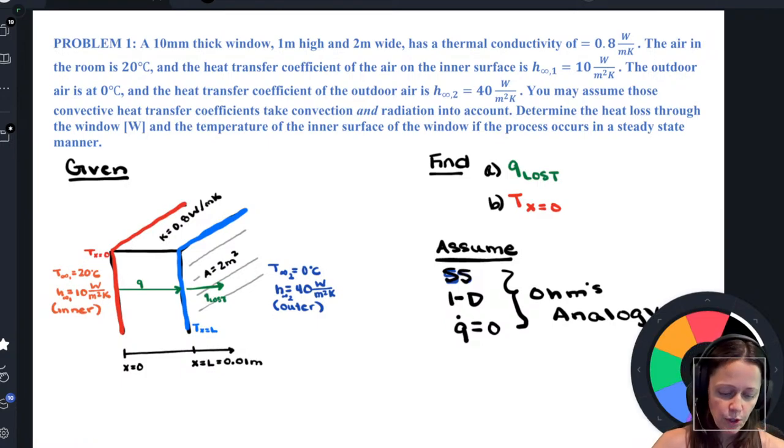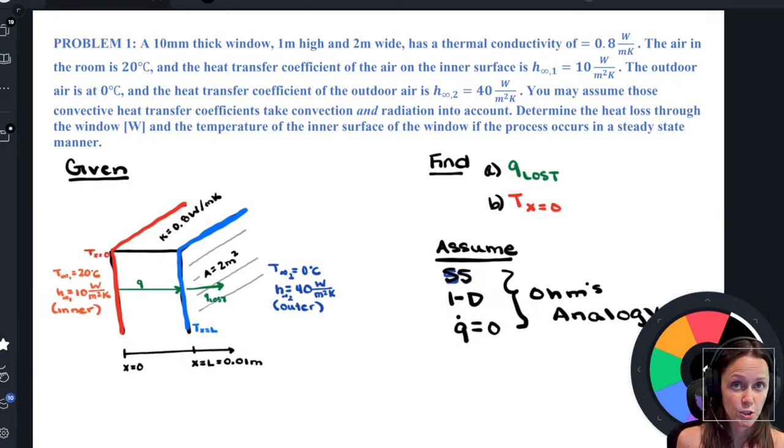You can assume that those convective heat transfer coefficients take convection and radiation into account. It was mentioned, I think, in one of the very first videos that you would have watched prior to class, where we introduced Newton's law of cooling, that sometimes you'll have this sort of combined convective heat transfer coefficient that takes into consideration convection and radiation effects. That's all that's saying, and this is the H that you plug into Newton's law of cooling, so don't overthink it.